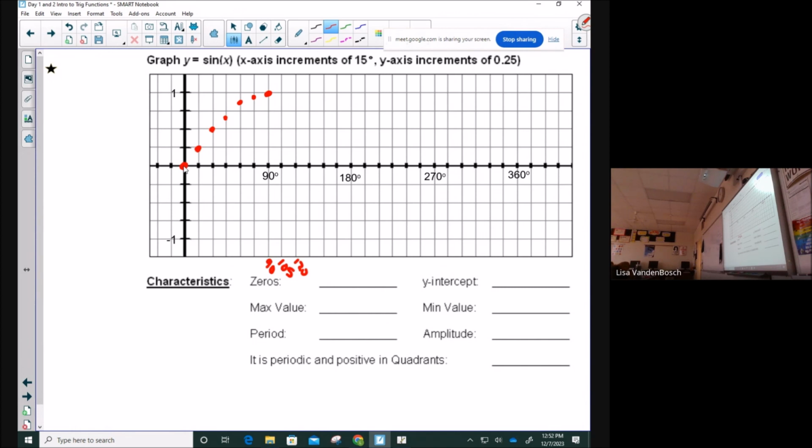So that's really close. I'm going to put your numbers down here. So you did 90, then 105, then 120, then 135, 150, 165, and then 180.